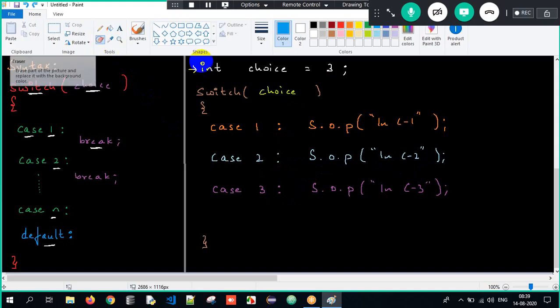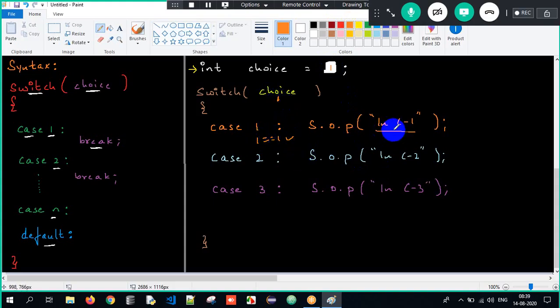So what I'll do here, I'll give the choice as 1 now. The switch of choice is 1. Is 1 equal to 1? Yes, this is true. Case 1 will get executed. Got the clarity? So based on the choice I pass, I have to decide what I am going to execute.